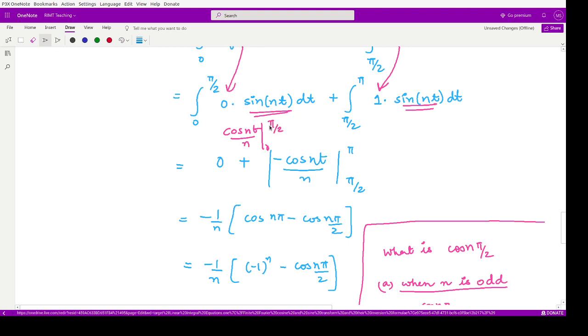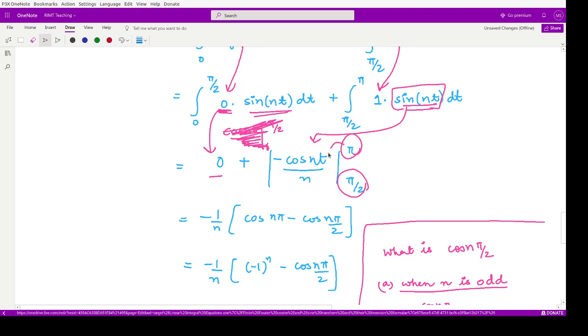When you substitute the limits, you will have it as 0. Here you won't perform any integration, because the function is multiplied by 0, so everything here would eventually be 0. Next you only perform the integration of sine nt here, because it is multiplied by 1. Its integration is minus cos nt divided by n, and the limits vary from pi by 2 to pi.